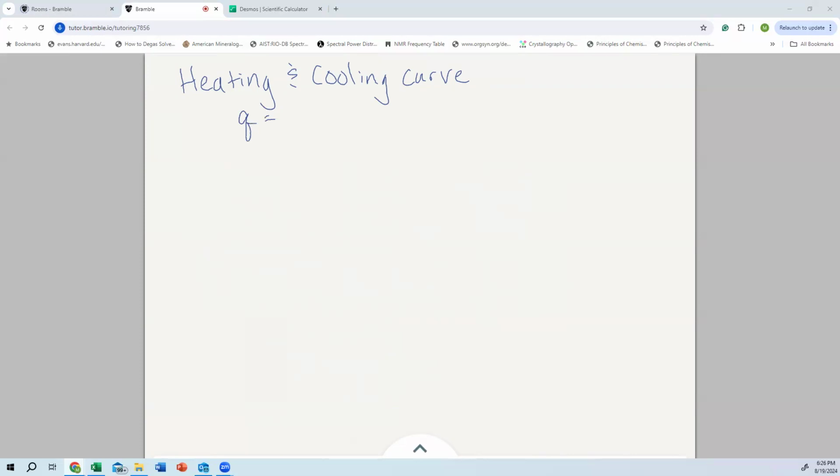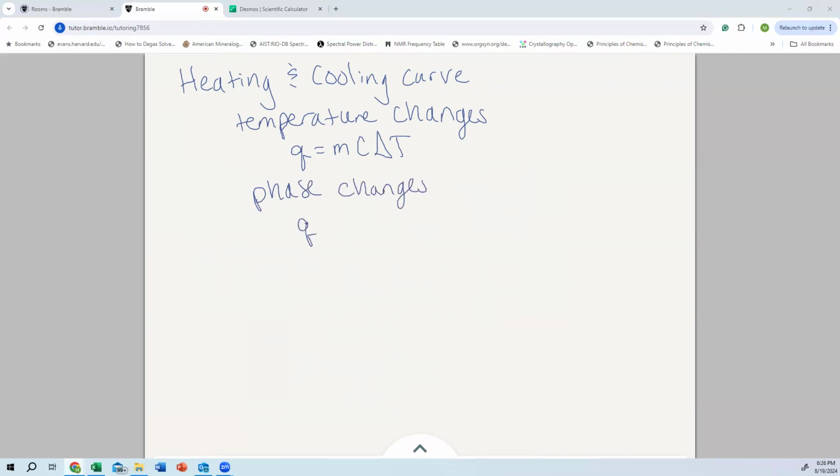If we are looking at temperature changes, then we use Q equals MC delta T, and for phase changes, Q equals moles times delta H, as delta H is almost always in kilojoules per mole. This is what we were talking about a minute ago, and then I started talking about phase diagrams.